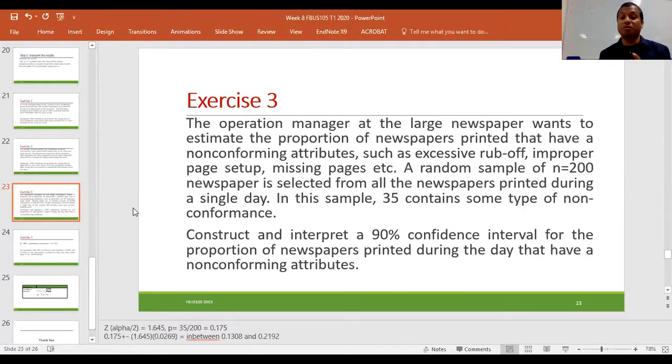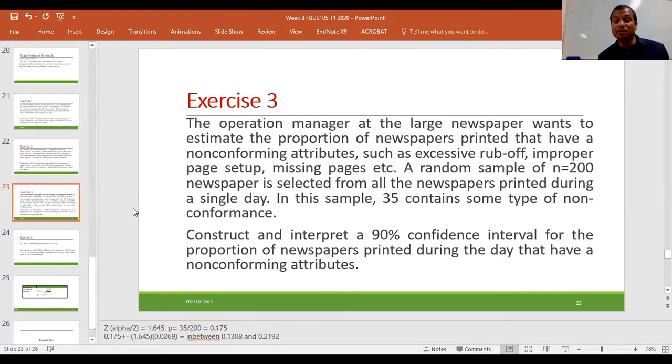So construct and interpret a 90% confidence interval for the proportion of newspapers printed during the day that have a non-conforming attribute. With this finding, you will make a presentation in front of the company's top-level executives and say that you're 90% confident about this percentage. Based on that, the top managers will take further decisions. Ultimately, why are we doing all this calculation? Just to improve decision making.